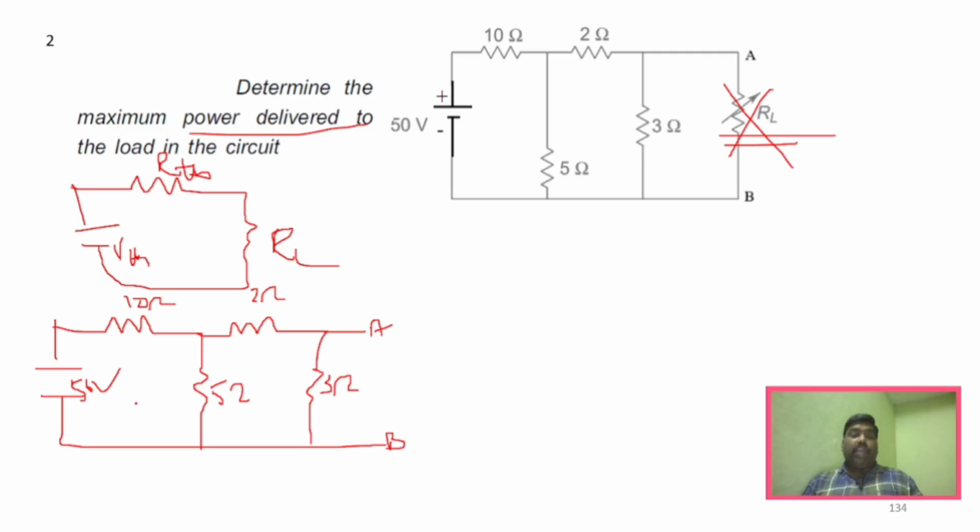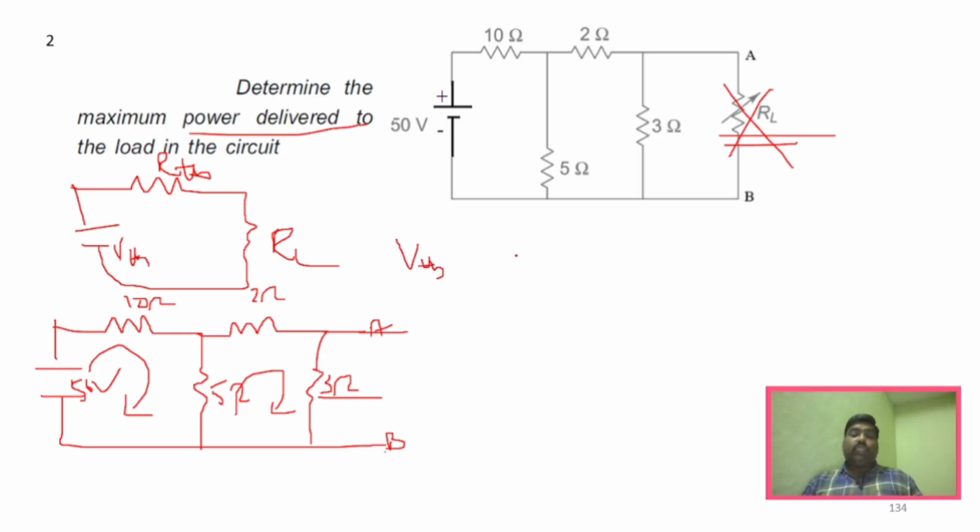Now what we have to do is find the voltage across this particular terminal A and B, which means the voltage across this 3 ohm. How will I find it? We can use mesh analysis, I1 and I2. Then that current will be multiplied by this resistance so that we are able to find VTH.